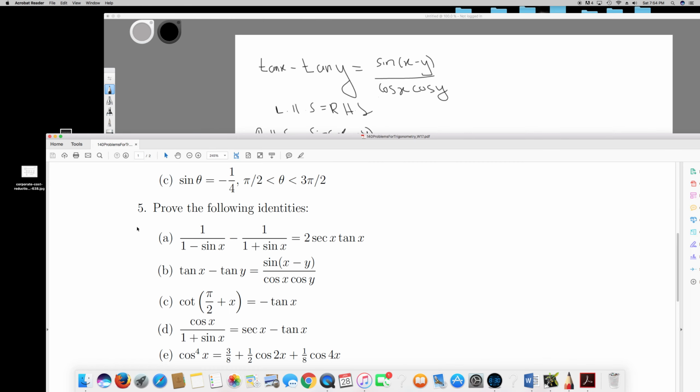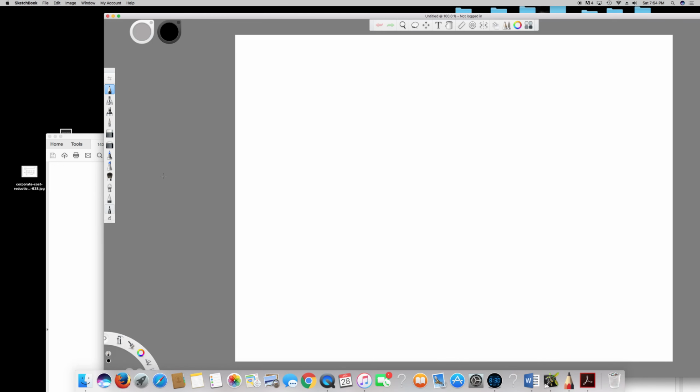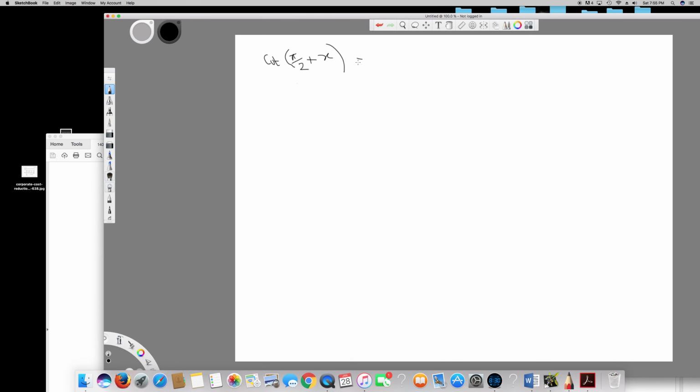Let's move to the third question. The third question states that cot of 5 pi by 2 plus x is equal to minus tan x, and we have to show that. I'm going to open a new page and show it to you. Let's write the question here: cot of 5 pi by 2 plus x is equal to minus tan x.